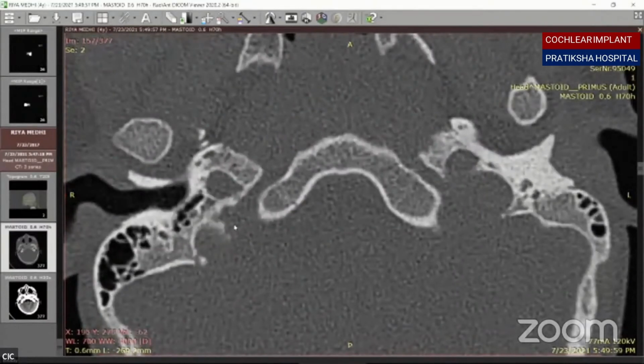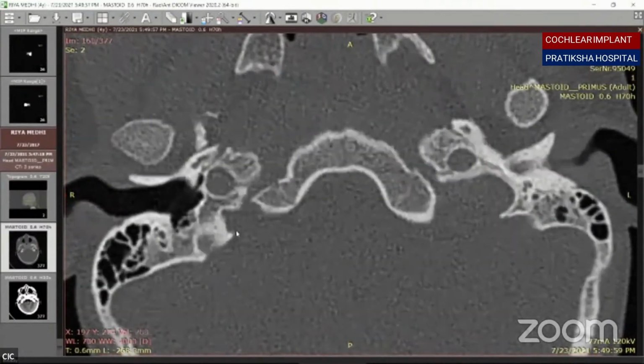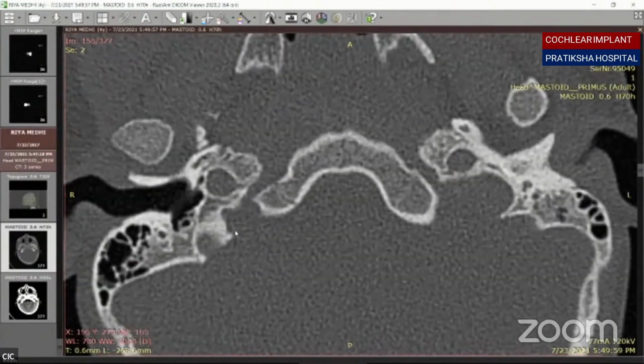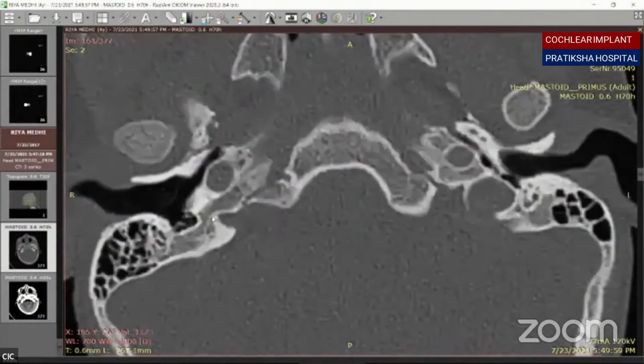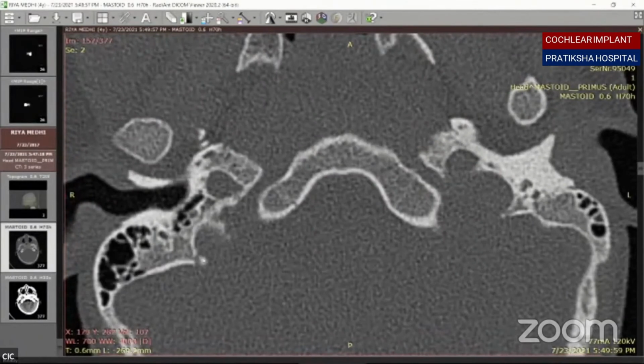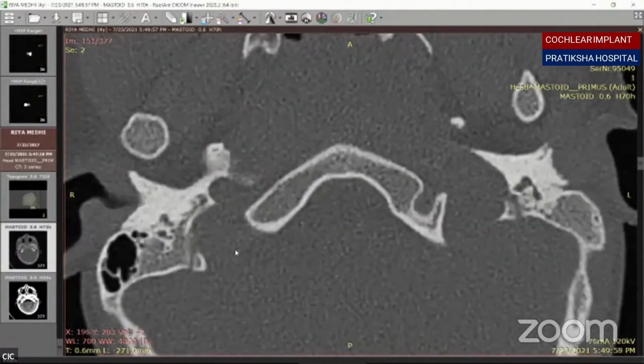So we see that the right side is quite favorable from all these points, as we have mentioned. It seems to be a favorable mastoid, favorable middle ear, favorable cochlea, and also favorable in terms of the internal auditory meatus. Also, the jugular bulb, we can note here, is not a high riding jugular bulb. There's no dehiscence noted here. So the right side seems feasible.